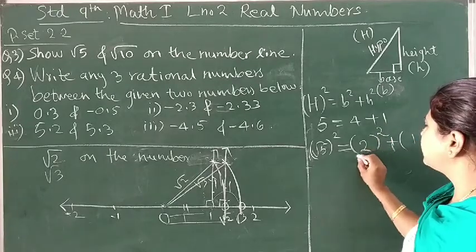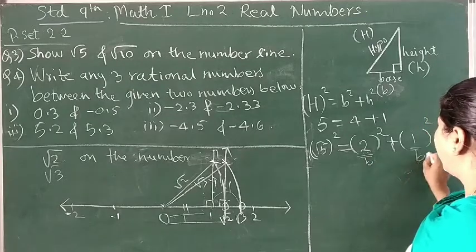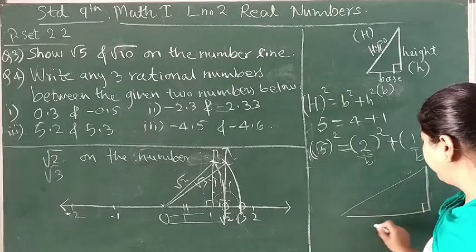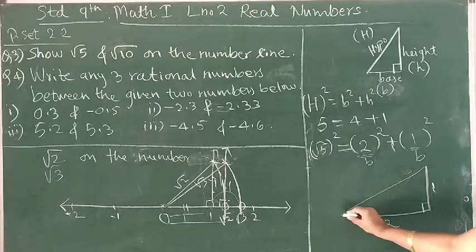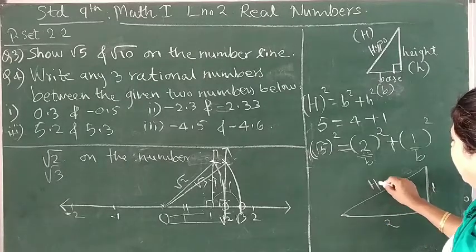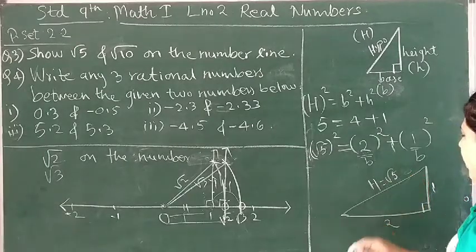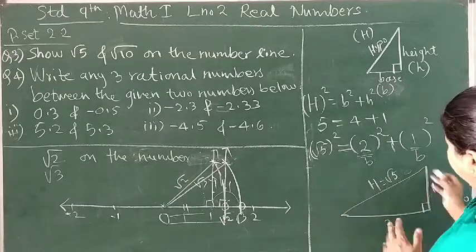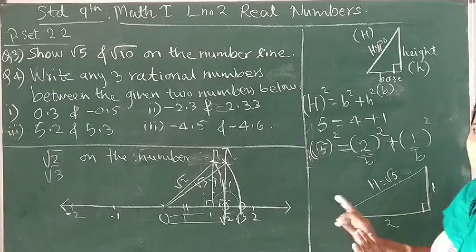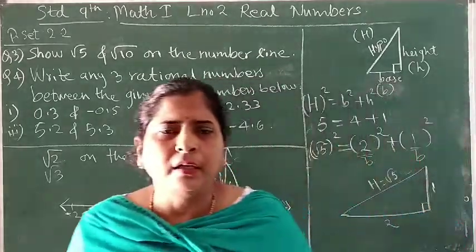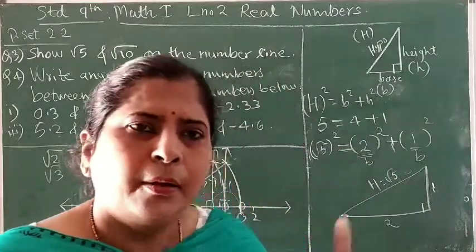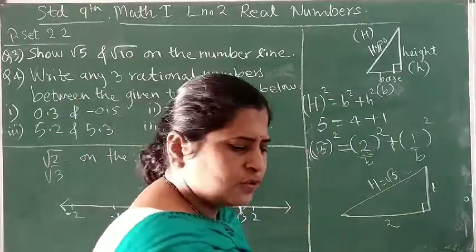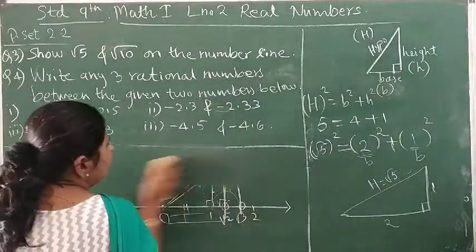So what should be your base? This should be your base. This should be your height. So you need a right angle triangle where the base is 2 and height 1. If your base is 2 and height 1, you can get your hypotenuse as square root of 5. Or in other way, this can be base and this can be height. Anyway, one of the sides forming the right angle should be 2 and the other can be 1. Base 2, height 1, or base 1, height 2. Okay, so like this you can draw.